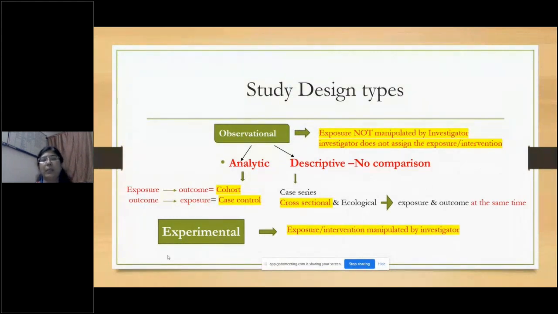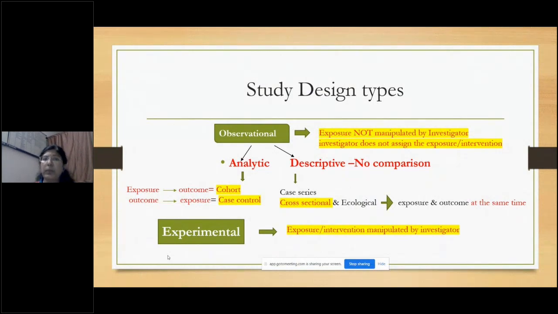We all know that there are two major study design types, observational and experimental. Experimental design is mainly the design in which exposure or intervention can be manipulated by the investigator. It means that in two groups we can rearrange or randomize the patients, or do blinding or masking, and properly allocate them, and we can manipulate the intervention with the experimental group.